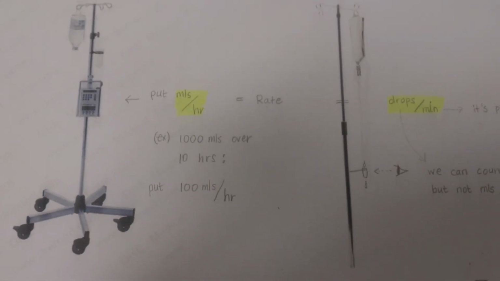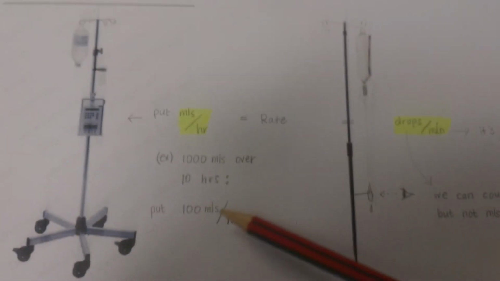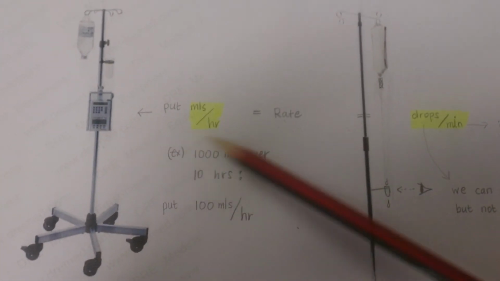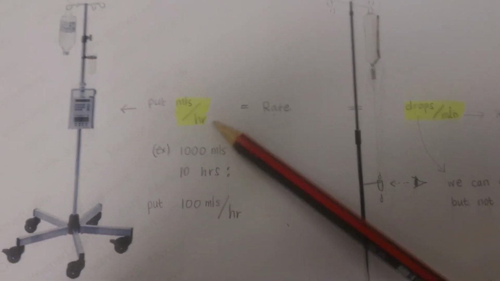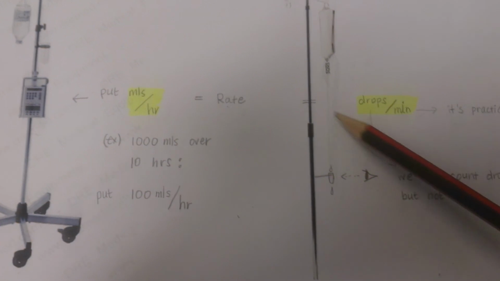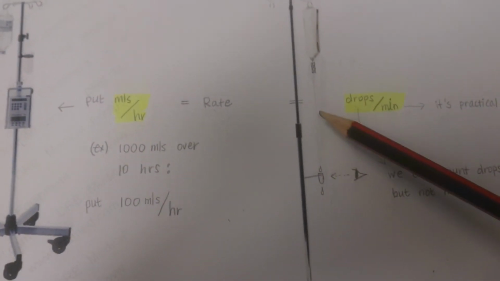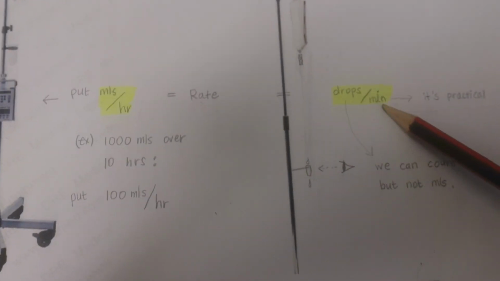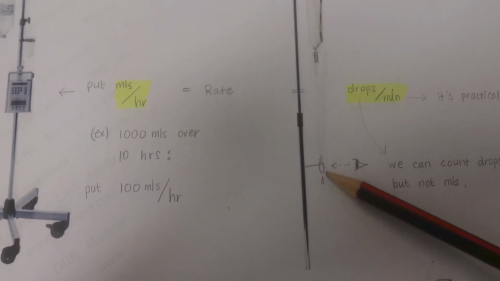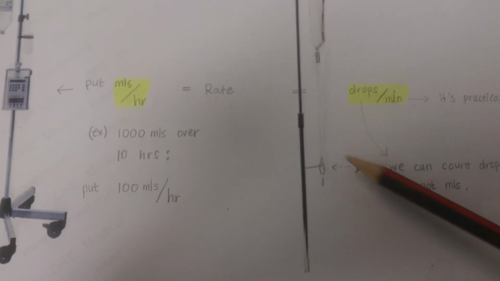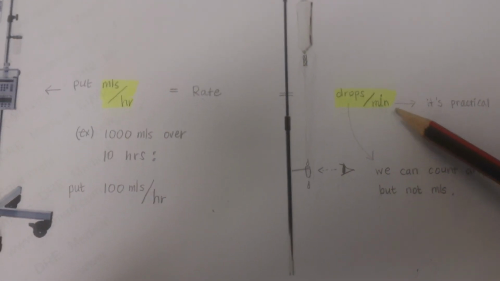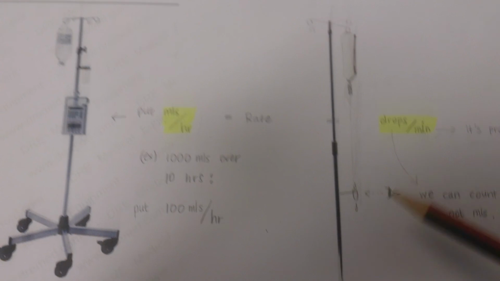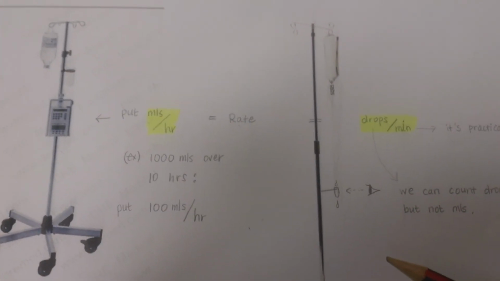So that's the context and why we calculate the drop rate. We can use either the machine, or we can use the normal line. If it's the machine, we can just put mLs per hour. If we use just a normal line without the machine, then we need to do drops per minute, because that's the only way we can quantify the volume that's infused. And we do per minute because we just want to stand there for 1 minute, that's all. So that's the clinical context of the drip rate.